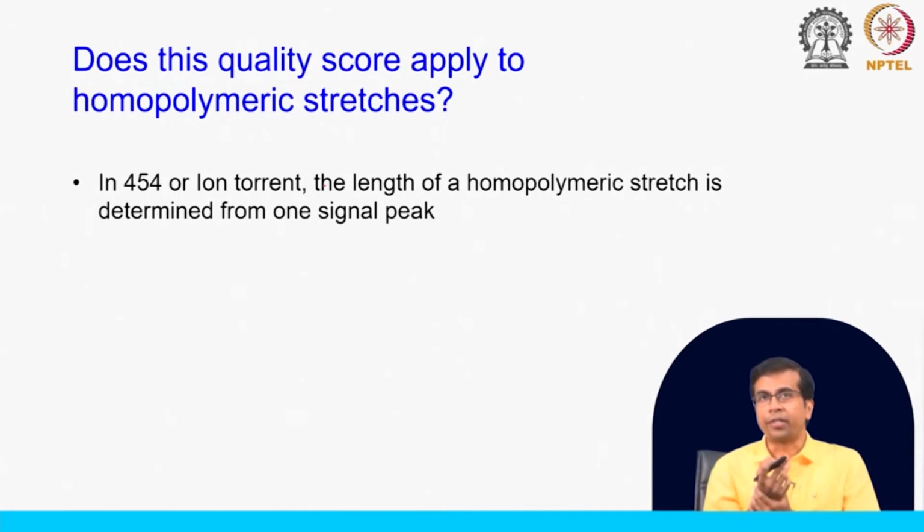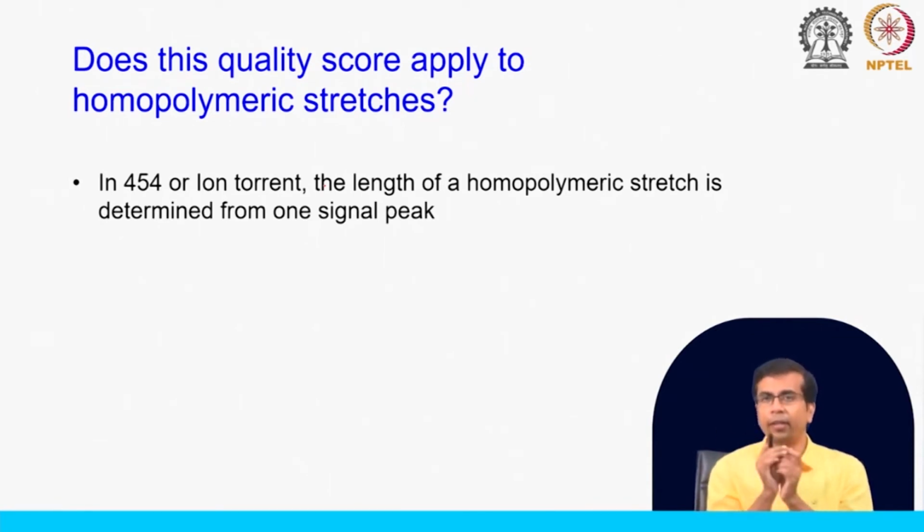Okay. Now, one of the questions that you might have in your mind is whether this quality score applies to homopolymeric stretches. Would it accurately reflect the error that happens in homopolymeric stretches, for example, in 454 or in Ion Torrent? In 454 or Ion Torrent, the length of a homopolymeric stretch is determined from one single peak. It is not like separate signal peaks for each base.